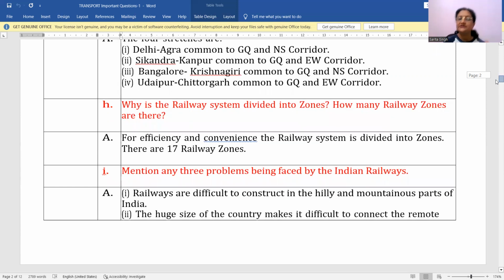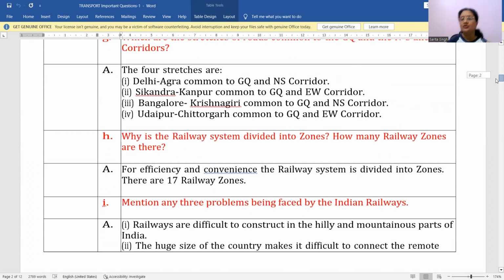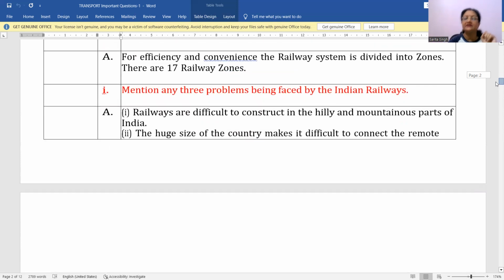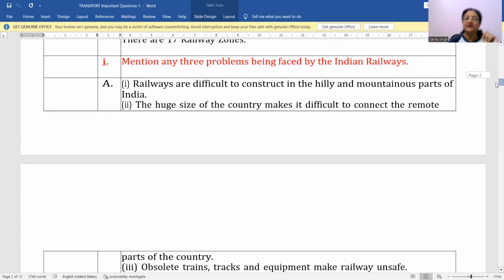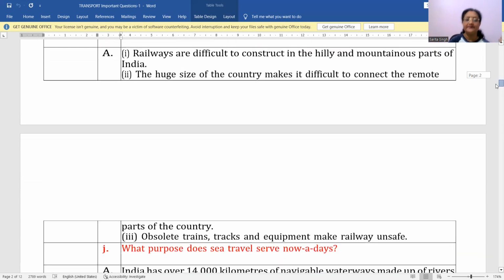Railways are difficult to construct in the hilly and mountainous areas. That's why in hilly and mountainous areas you will find less density of railway tracks, right? Number two, the huge size of the country makes it difficult to connect the remote areas. Till now, there are many such remote areas where the railway facility is not available. Tracks have not reached there.